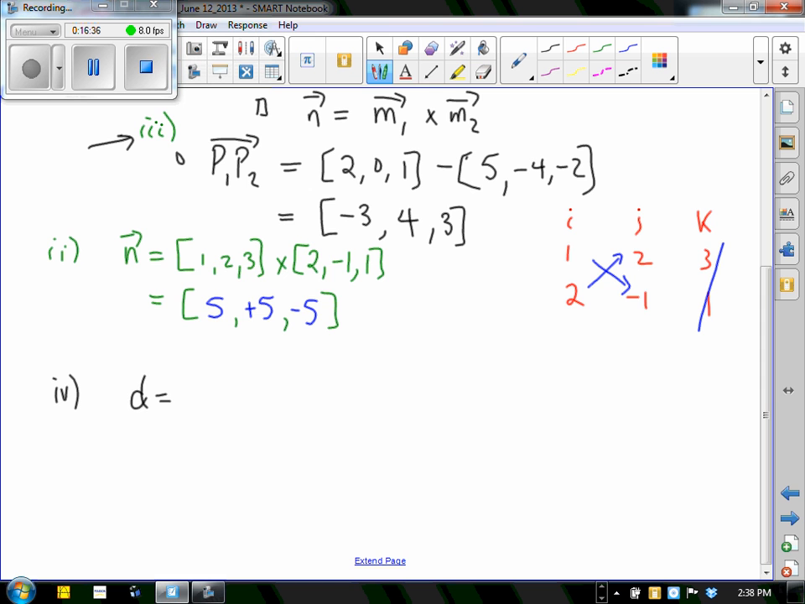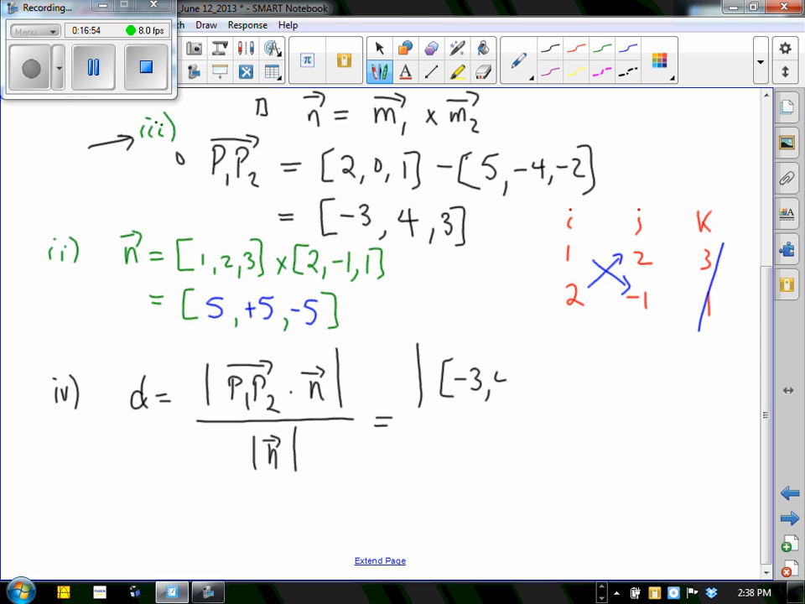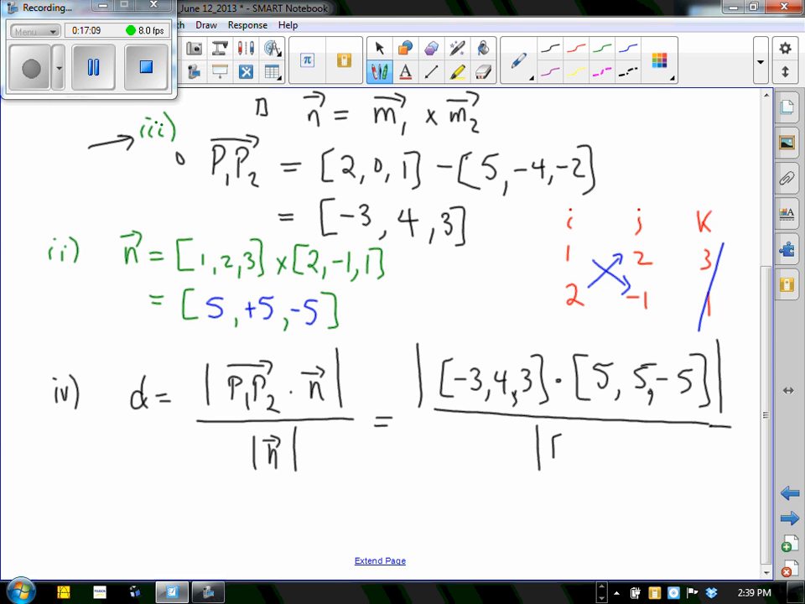So the distance is the magnitude of the projection of p1p2, that is the dot product of p1p2 and n divided by the magnitude of n. Okay, so moving forward, p1p2 is, so we need the dot product of (-3, 4, 3) and (5, 5, -5), divided by the magnitude of the vector n, which is (5, 5, -5).